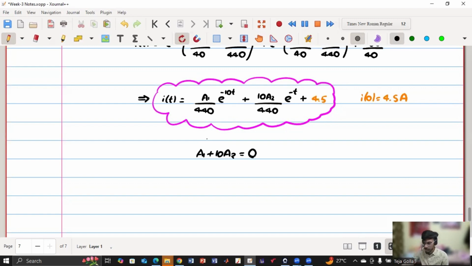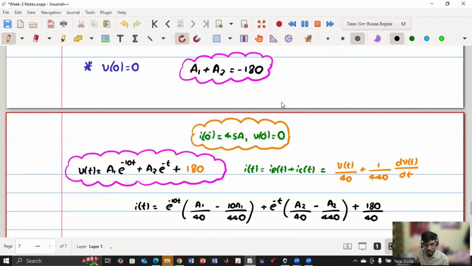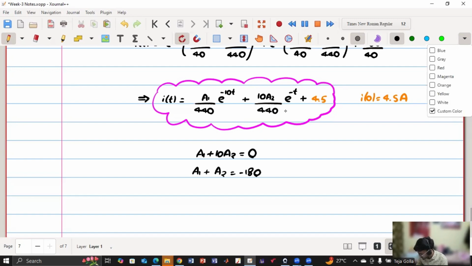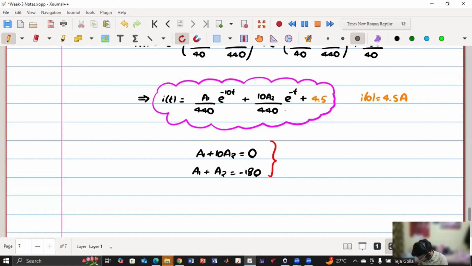So this is one equation, A1 plus 10A2 equal to 0, and then A1 plus A2 equal to minus 180. Now can you solve for A1 and A2? Everyone? So A2 is equal to 20. A1 is equal to minus 200, right? Because A1 minus 180 is minus 200, A2 is plus 20.